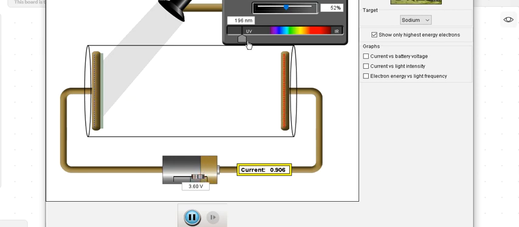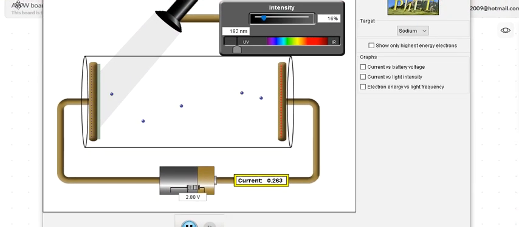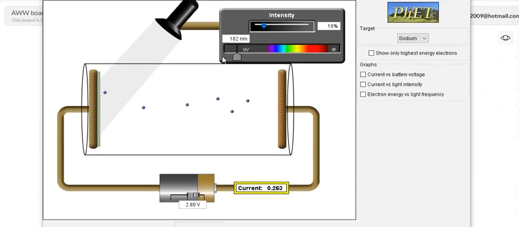I'm using sodium metal here. Let me try to increase the intensity a little bit and decrease the voltage. Something wrong happens here. Sorry, there was a little mistake. I'm adjusting it. Now again, we see ultraviolet. I'm using ultraviolet photons. You see they are emitting normally, so we have normal photoelectric emission.